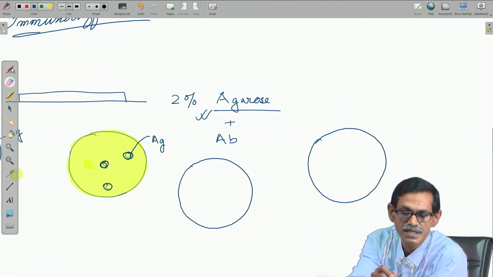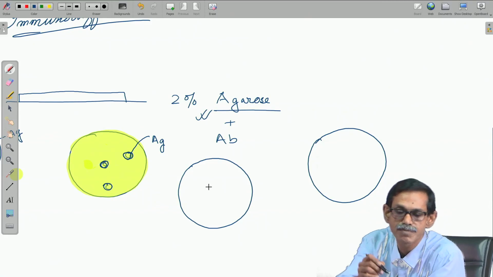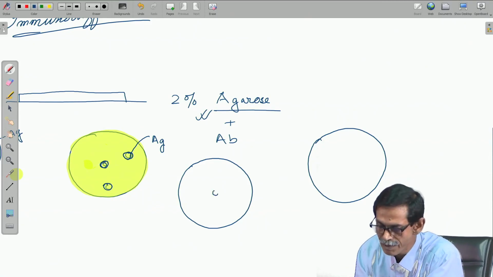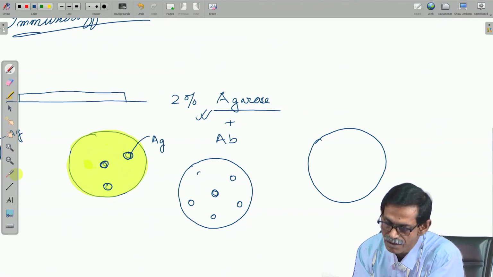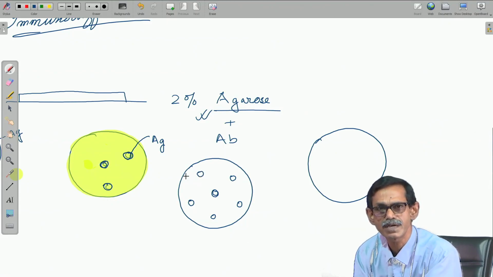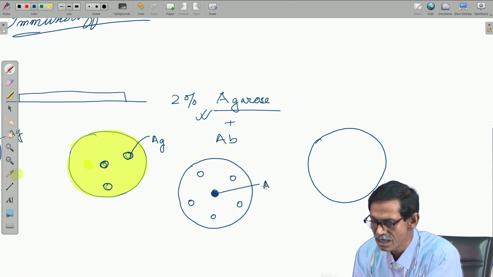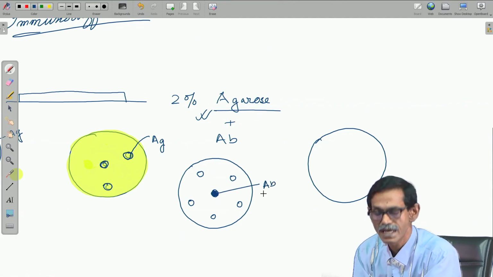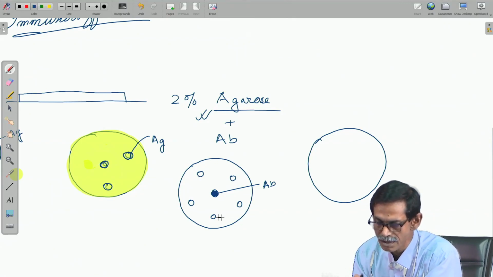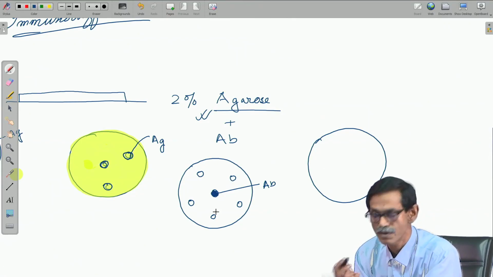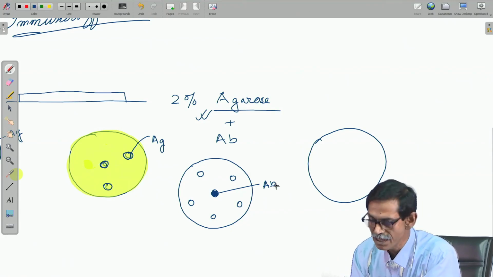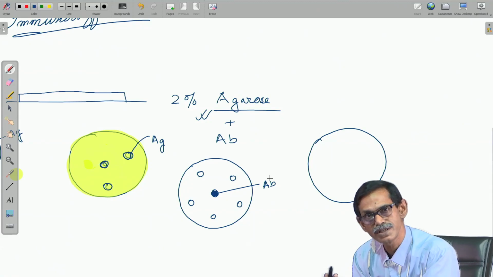In the same Petri plate, we make multiple holes. Multiple holes means there is one hole in the center, then radially we make different holes. It is better if you can punch them at a uniform distance. In the center hole we add antibody, and in the different holes you can do it either way. Suppose in the center you add antigen, either way is possible.